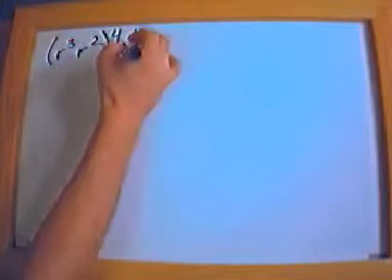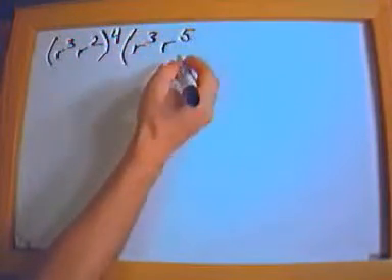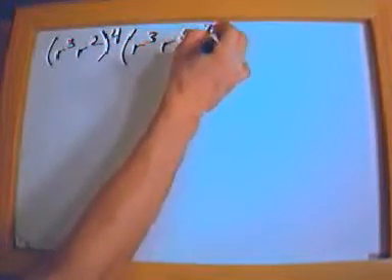And a good example of that is the following. Let's say we have r to the third times r squared raised to the fourth power times r to the third times r to the fifth raised to the second power.